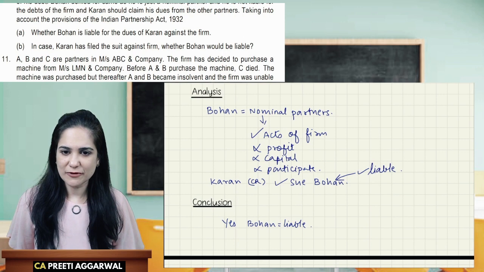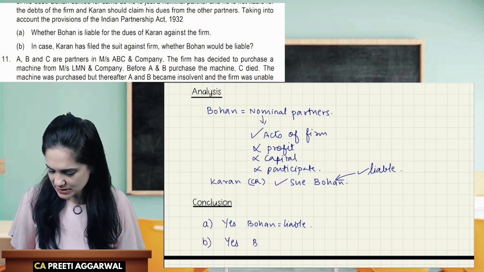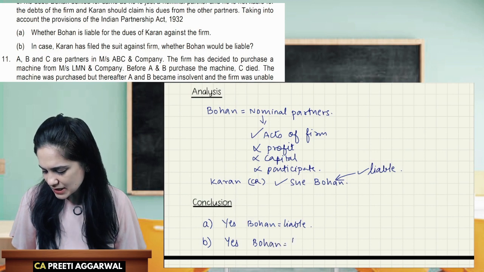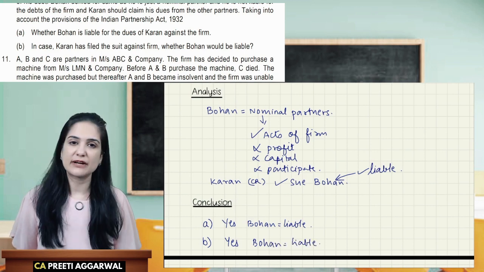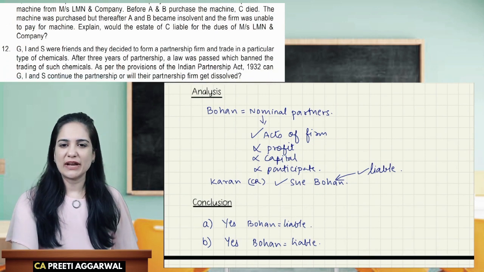So in this case, for part A, yes, he is liable. For part B, yes, Bohan is liable even if Karan files a case. So that is what I will write. Let us proceed to the 11th question.